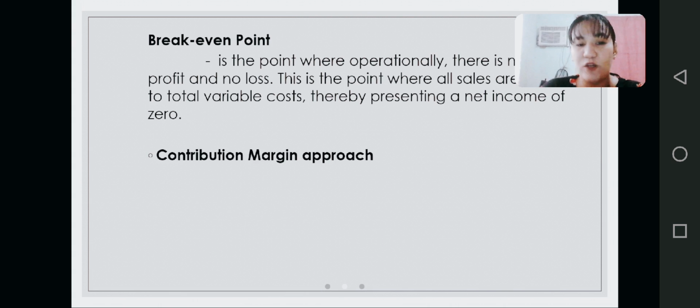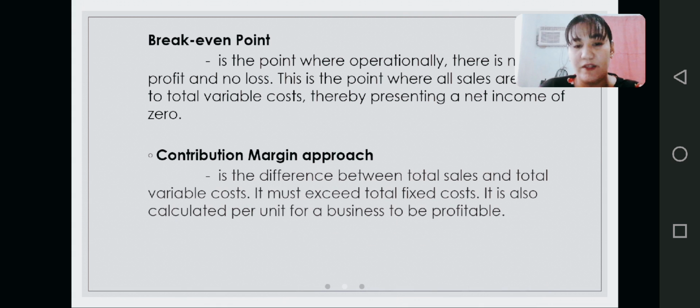We also have contribution margin approach. It is the difference between sales and total variable costs. It must exceed total fixed cost. It is also calculated per unit for a business to be profitable. So now the CVP analysis also manages contribution margin because it allows the managers to evaluate whether a particular product is profitable and how sales revenue from that product contributes to the overall profitability of the company.